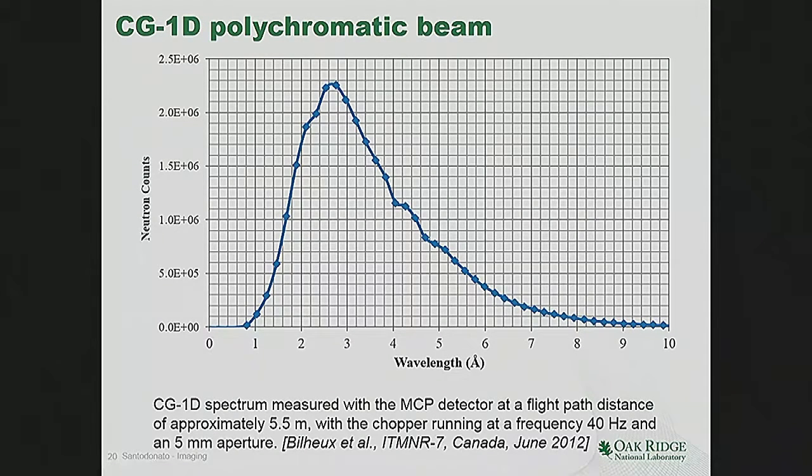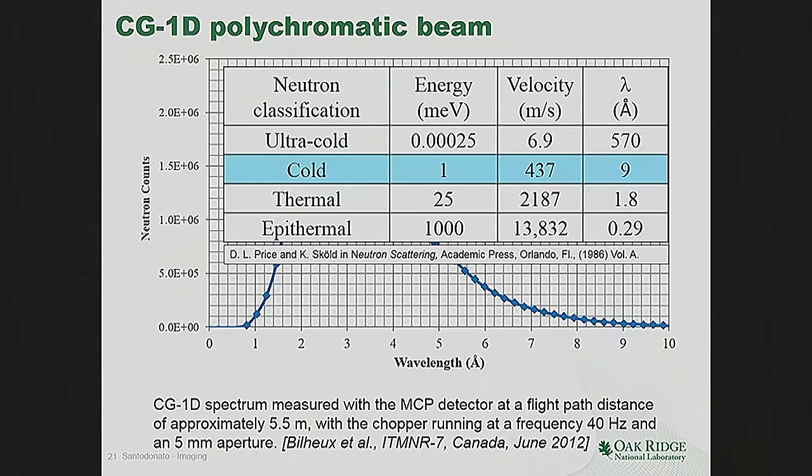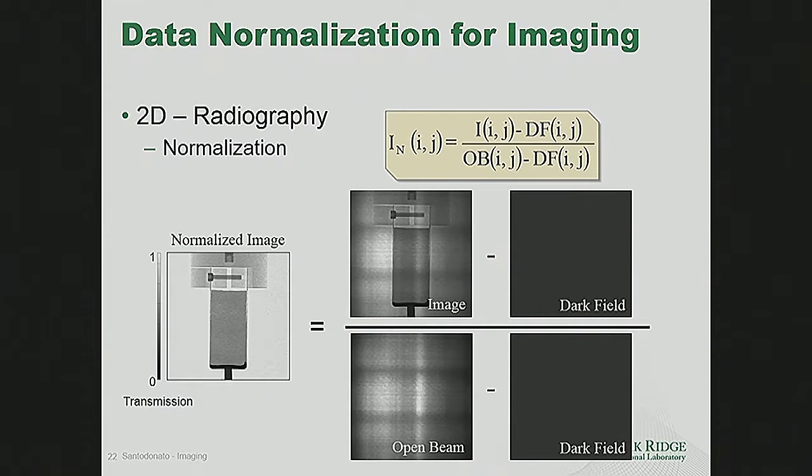The beam at CG1D is polychromatic, and it peaks at about 2.6. You've probably heard a lot about thermal versus cold neutrons. This is in the region that we would consider cold neutrons, because these neutrons have gone through a liquid hydrogen moderator. They've come to thermal equilibrium with something that's cold, and that gives them longer wavelengths. As I mentioned earlier, the precise wavelength isn't that important. What's important for this instrument is the range of wavelengths that we have.